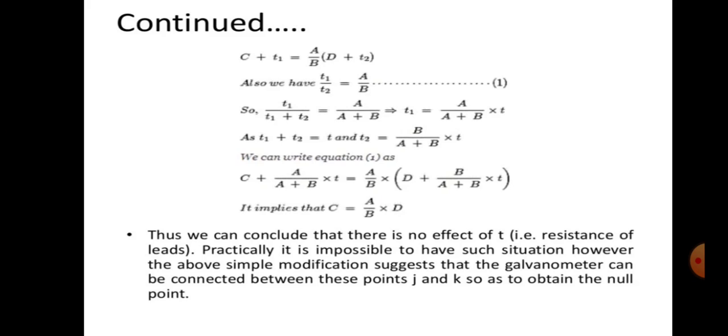Practically it is impossible to have such a situation, but the above simple modification suggests that the galvanometer can be connected between these points J and K so as to obtain the null point. Whatever we have studied in this Kelvin's bridge is a theoretical concept. It is possible in a practical way, but it will not give the exact results. It may be theoretically true, but practically it will deviate from the actual theory. So this is about the measurement of low resistance.